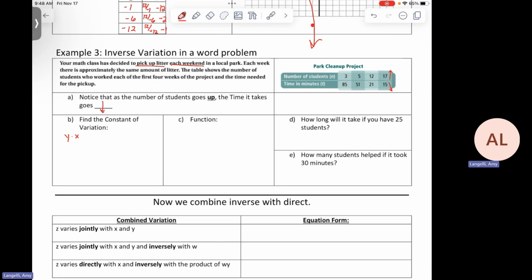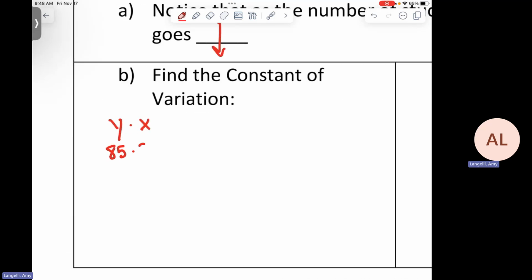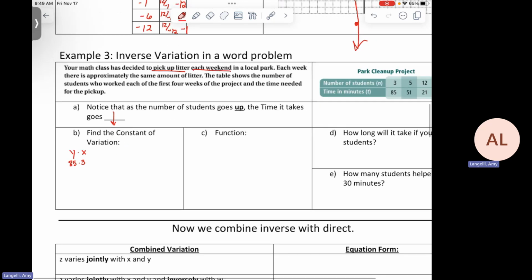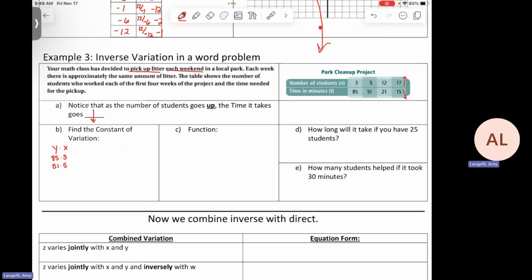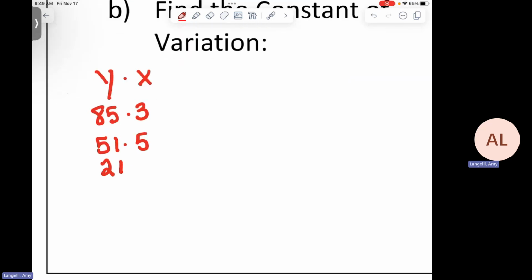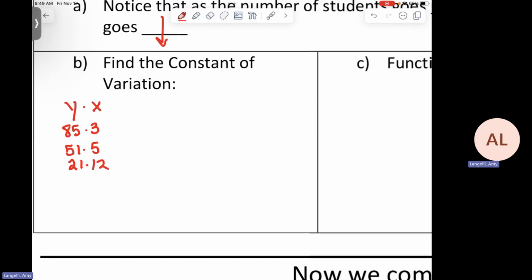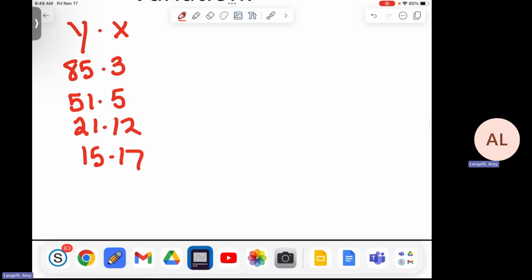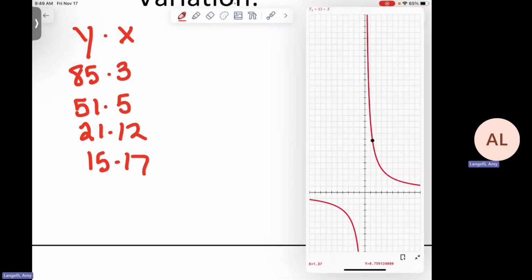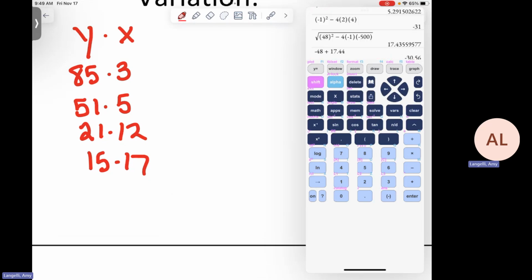I see 85 times 3. I see 51 times 5. Does anybody have questions where I'm pulling those? I'm not pulling them from thin air. Does that make sense where I'm getting them from? The table. And then 21 times 12. And 15 times 17. Now with word problems, we might not get 100% accuracy, but I think you'll notice it's going to be good enough that we can say, yeah, that's pretty inverse related. We can use it in general. 85 times 3. Oh, where am I at? 85 times 3. Okay, 255.